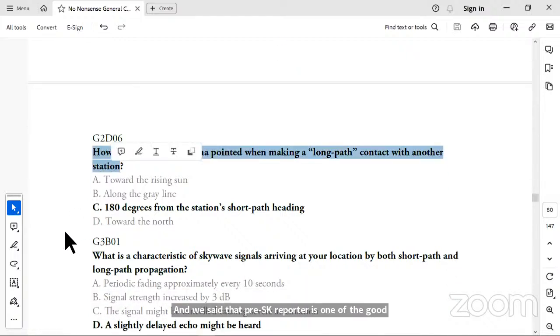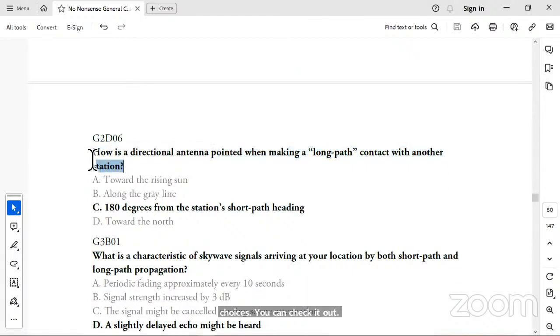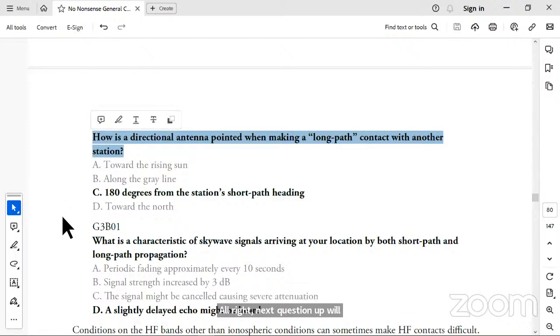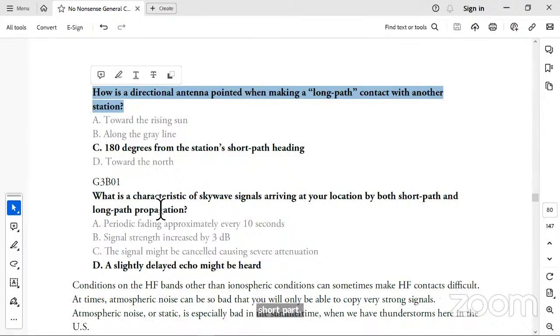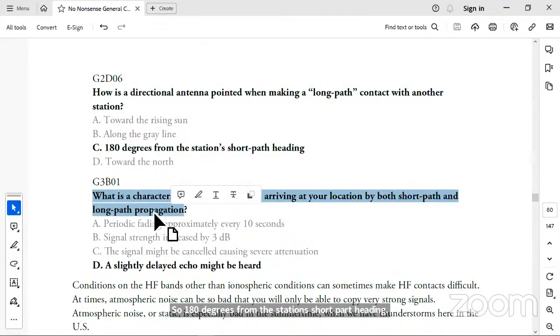All right, next question up will be, how is a directional antenna pointed when making a long path contact with another station? So remember we said that we have short path, long path. If we point it in one direction, which is the short path, if you want to take the long path, what we do is point the directional antenna, maybe a Yagi, in the opposite direction, which is 180 degrees away from the short path. So 180 degrees from the station's short path heading, right? Opposite direction to short path.